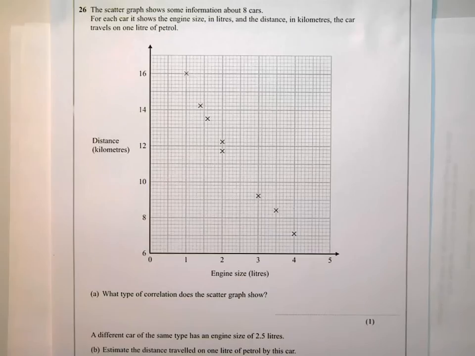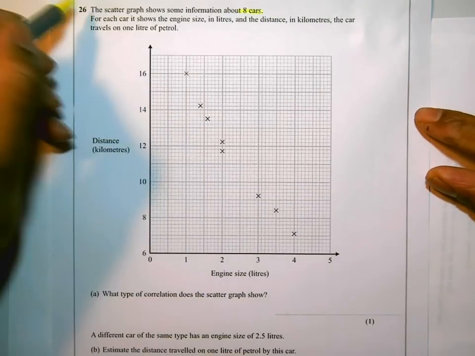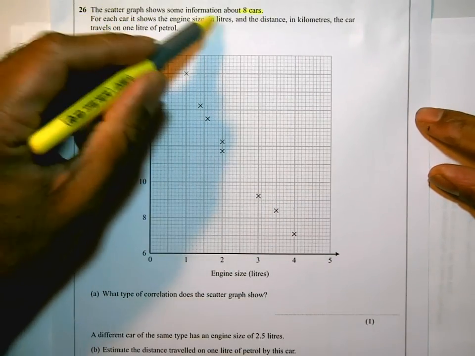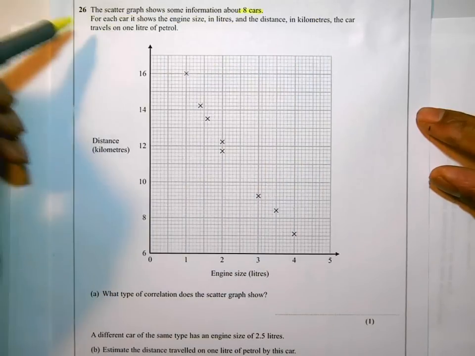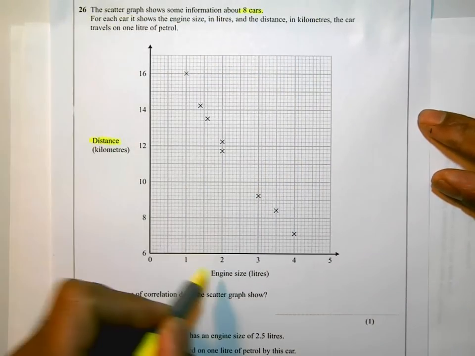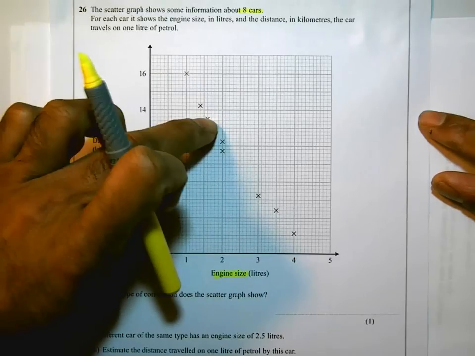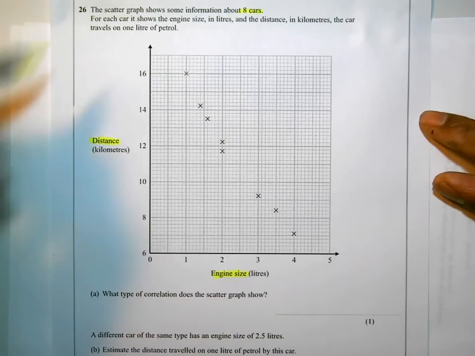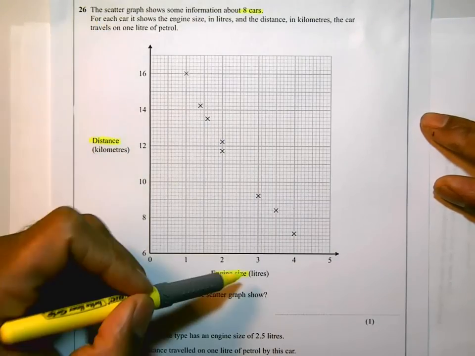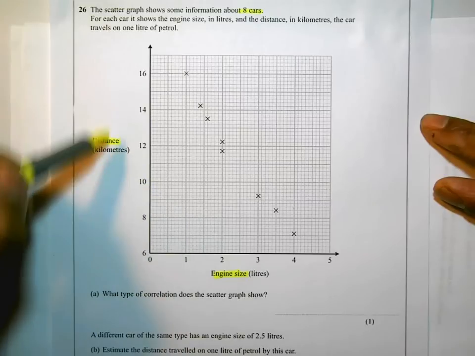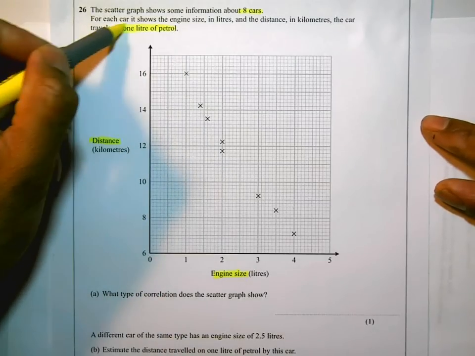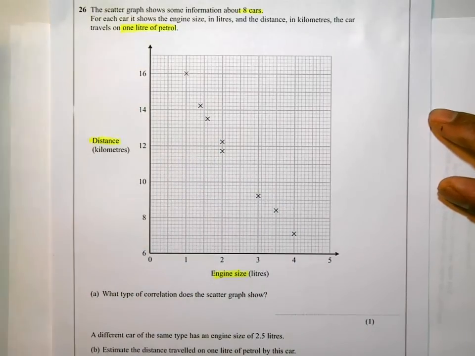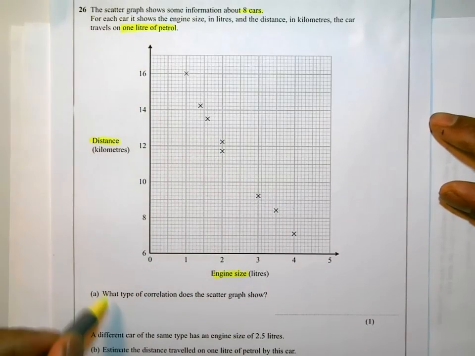The scatter graph shows some information about 8 cars. For each car, it shows the engine size in liters and the distance in kilometers that the car travels. So, distance that it travels, engine size, and there are 8 cars: 1, 2, 3, 4, 5, 6, 7, 8. The crosses each represent a car, and it's the distance each of the cars with different engine sizes travel on 1 liter of petrol. So they put 1 liter of petrol in and they see how far the car goes.